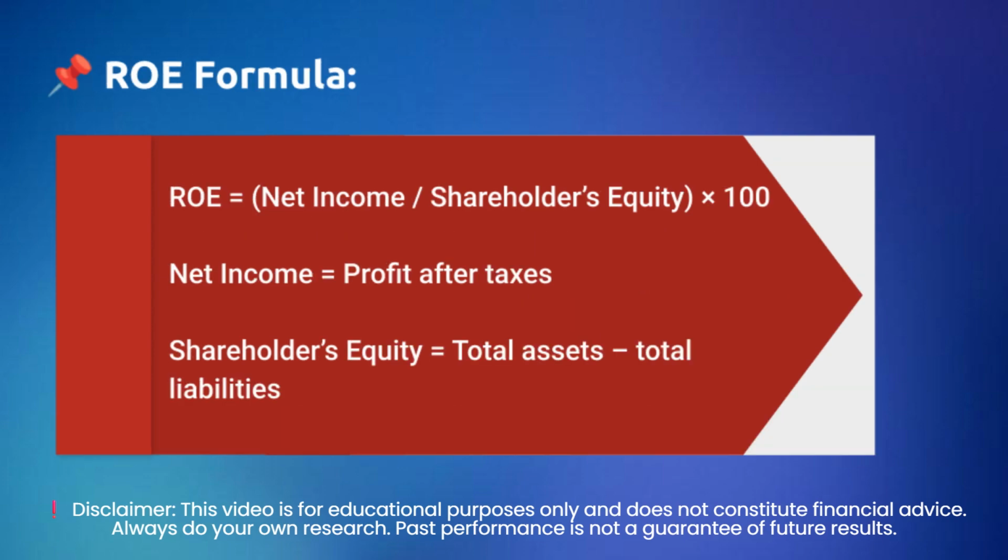ROE formula. ROE equals net income divided by shareholders' equity times 100. Net income equals profit after taxes. Shareholders' equity equals total assets minus total liabilities.